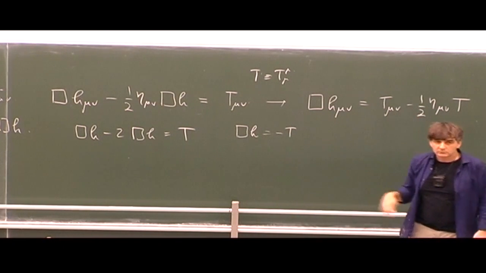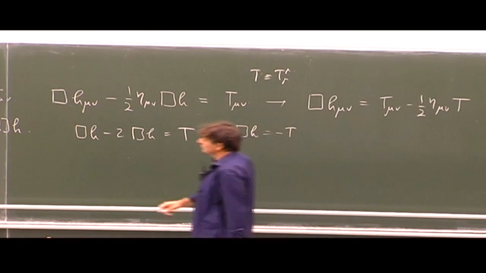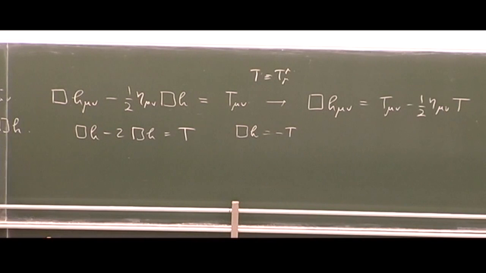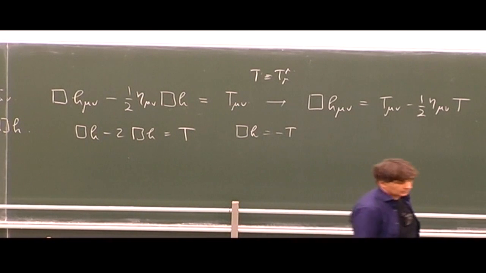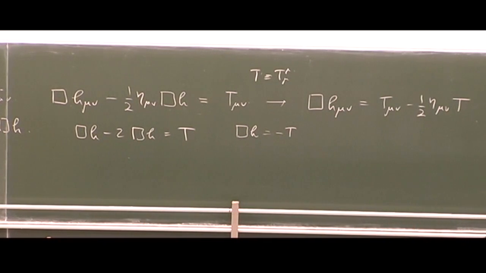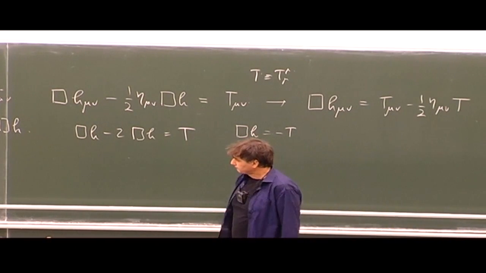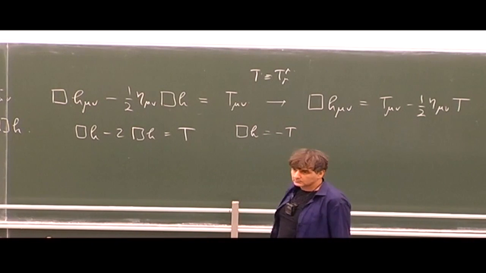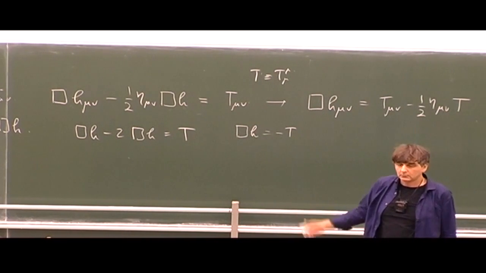Let's count the number of degrees of freedom. Because we fixed the gauge, we eliminated a certain number of degrees of freedom. So naively, how many are there at the beginning? We have a symmetric tensor, 10. So naively, it looks like there are 10. This gauge fixing eliminates a certain number. How many? 4.